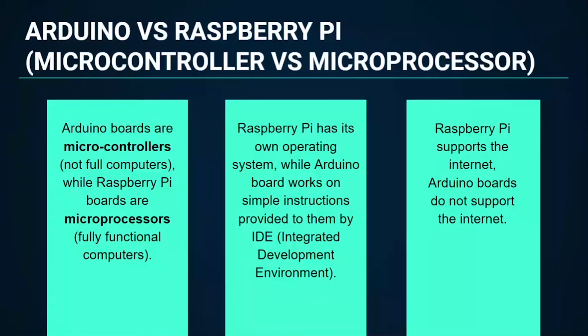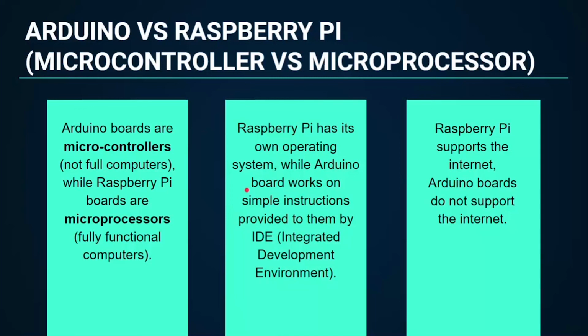So this is the very basic definition difference between Arduino and the Raspberry Pi. Each of them is an example of one type: one is a microcontroller and the other is a microprocessor. Arduino boards are microcontrollers, not full computers, while Raspberry Pi boards are microprocessors, fully functional computers. It even has high flash memory, 16 GB if you look at the Raspberry Pi, and it has Ethernet too, and its own operating system.